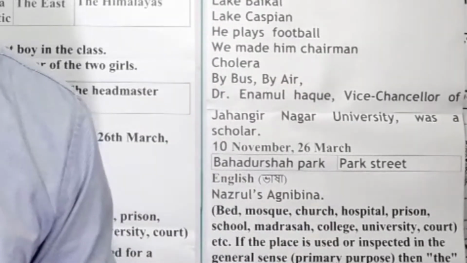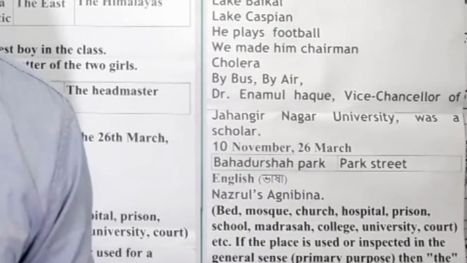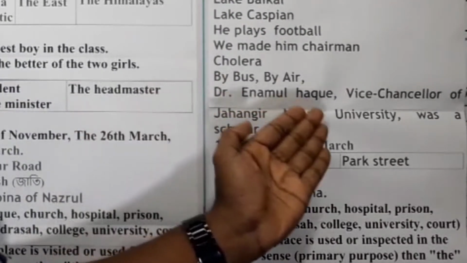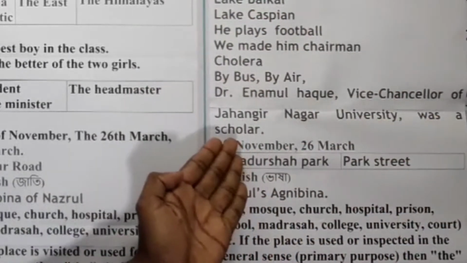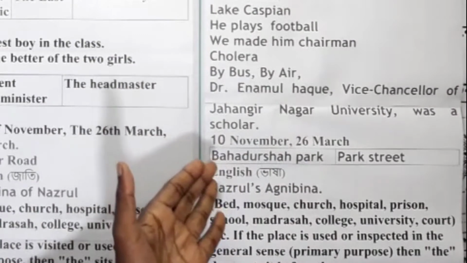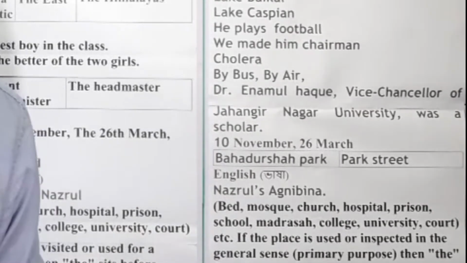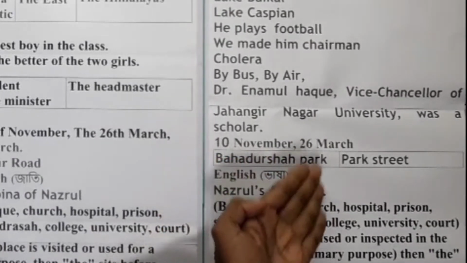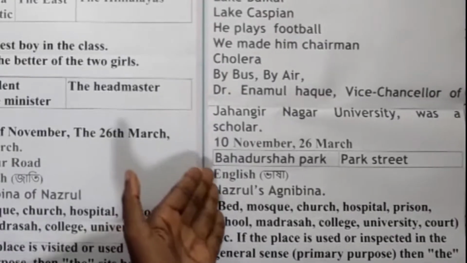When the common noun is used as an apposition of a proper noun, the does not precede it. Example: Dr. Enamul Haq, Vice Chancellor of Jahangirnagar University, was a scholar. If the date is written in this way, the does not sit: 10 November, 26 March. The does not precede the name of road, avenue, square, park, street: Bosundhara Park. The does not precede the name of the language: English.